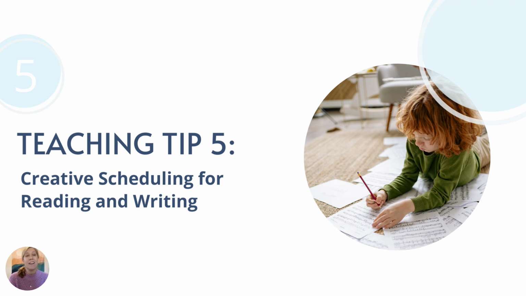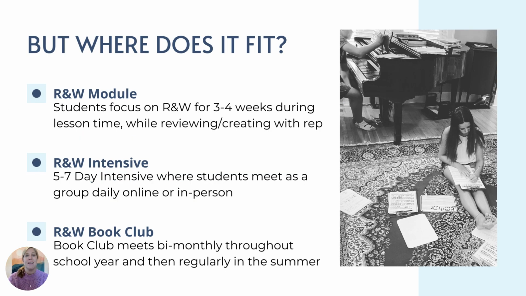Teaching tip 5 is creative scheduling ideas for the reading and writing activities. We all know that a Music Moves lesson can include so many different parts, and it can be hard to know where a reading and writing activity will fit because a lesson already has so many other different materials and steps that all support audiation-based learning. 3 ideas I have are to do a module, an intensive, or a book club.